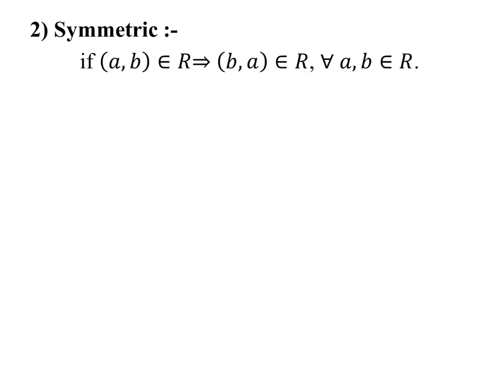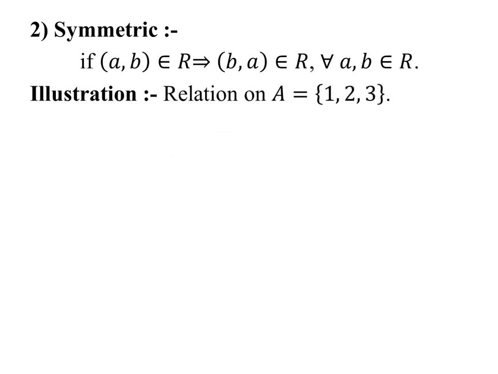Next, symmetric relation. Here a relation R on a set A. If (a, b) belongs to R implies (b, a) belongs to R, for every (a, b) belongs to R. Here (a, b) belongs to R, so then it implies (b, a) belongs to R. The answer is that (b, a) belongs to R.